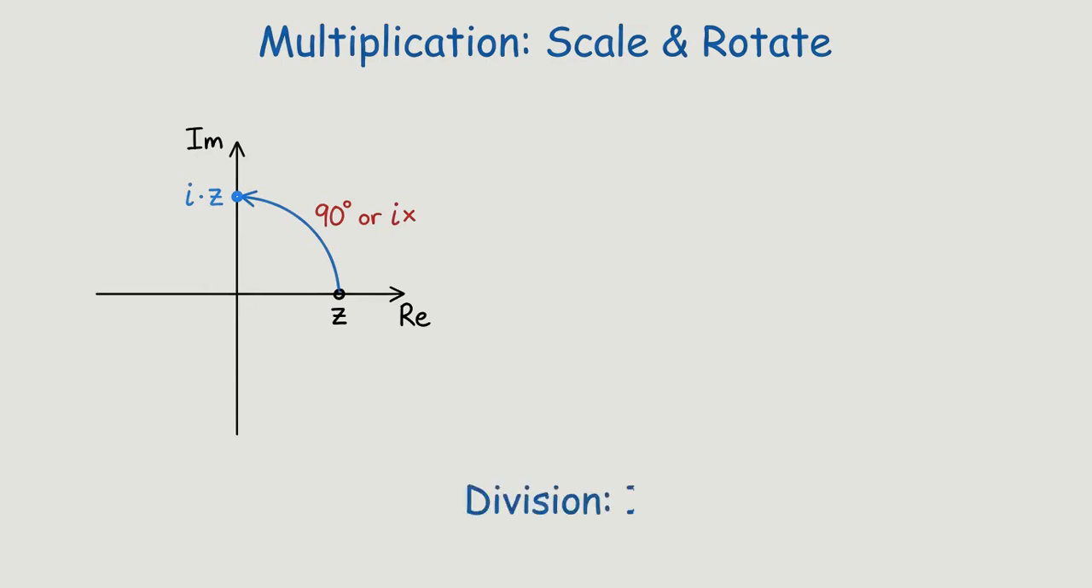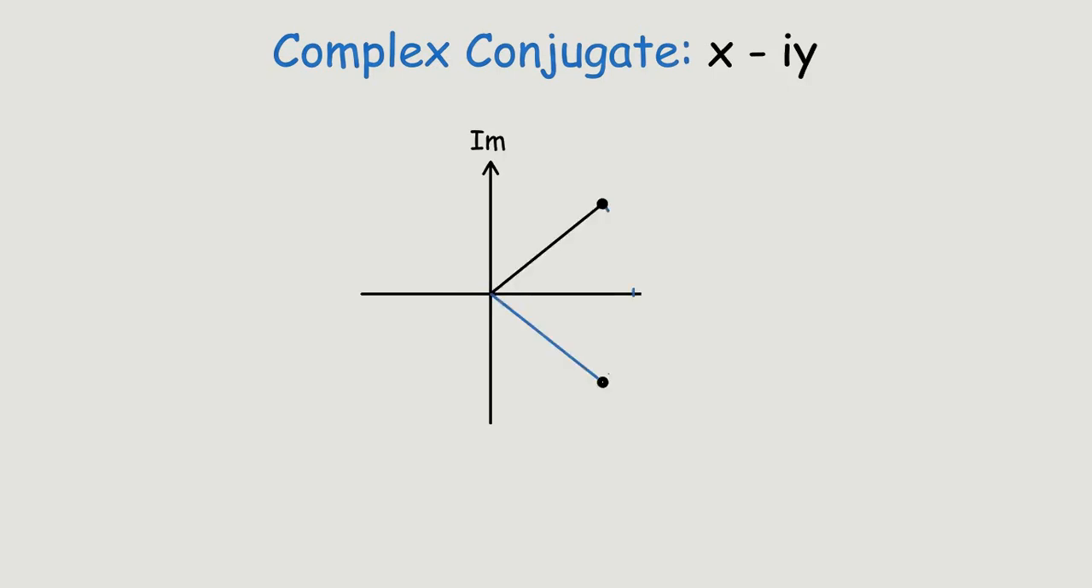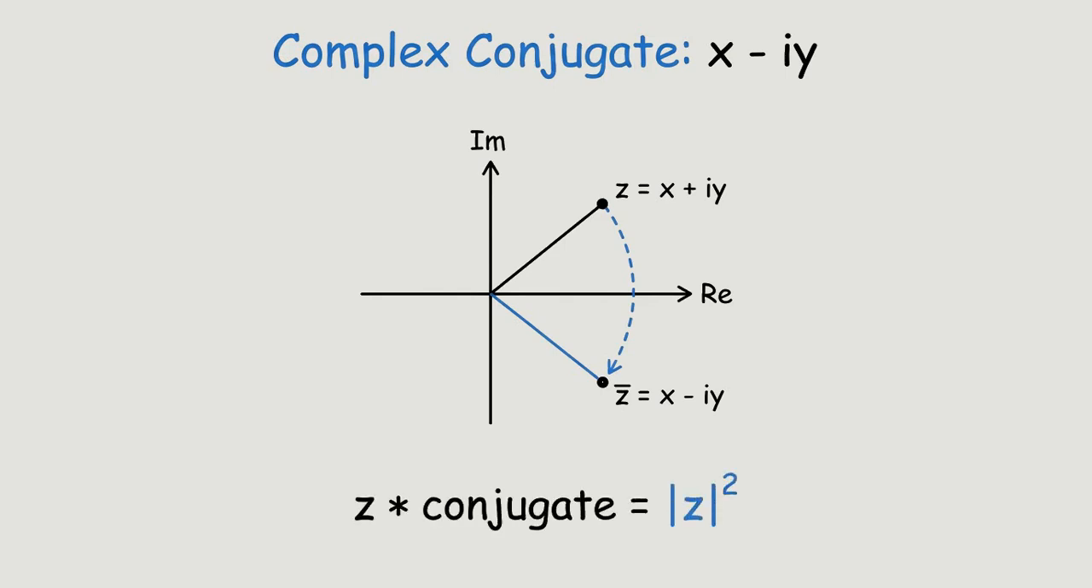Division reverses this process. You divide moduli and subtract arguments. It's inverse scaling and inverse rotation. The complex conjugate also has a clear picture. The conjugate of x plus iy is x minus iy. On the Argand plane, this reflects the point across the real axis. Multiplying a complex number by its conjugate gives the square of the modulus.